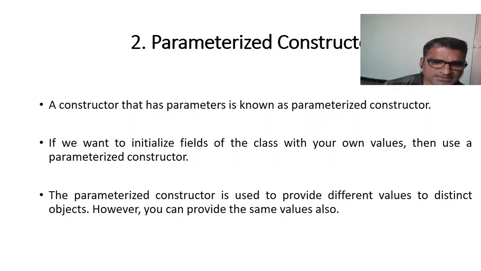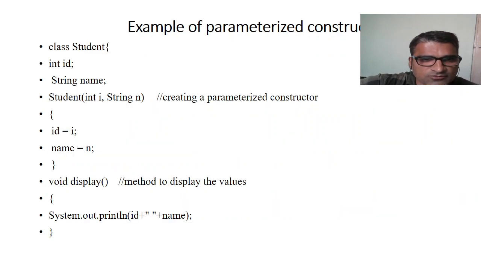The parameterized constructor is used to provide different values to distinct objects, and we can also provide the same values to the constructors. So let's quickly see one program for a parameterized constructor. Once again, as we all know, class creation is very important before creating a constructor. So for that I'm going to create a class named student, and in that I'm going to include class objects: id of int data type and name of string data type.